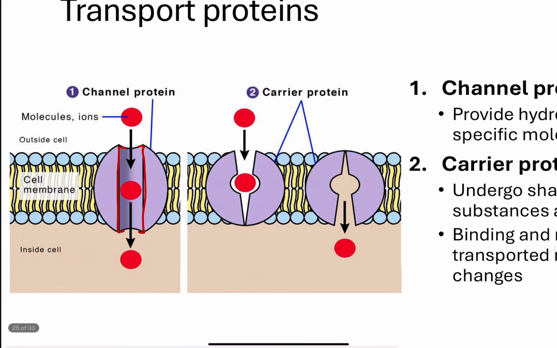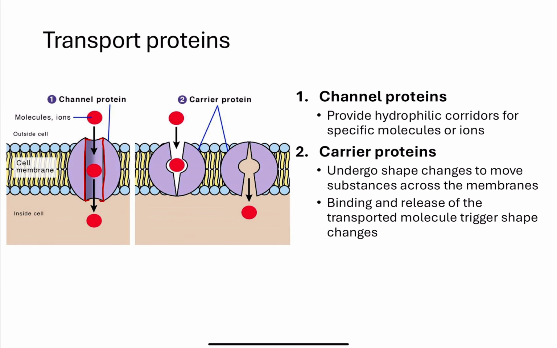We also have carrier proteins, and what happens in carrier proteins is that when a molecule enters, it's going to change the shape of that protein, and when that protein shape changes, it's going to allow that molecule to exit. So carrier proteins require binding to release that transported molecule, because binding is what's going to trigger the shape to change.